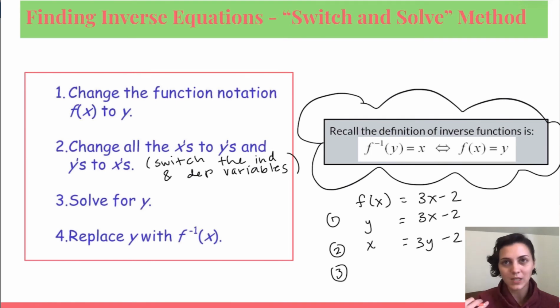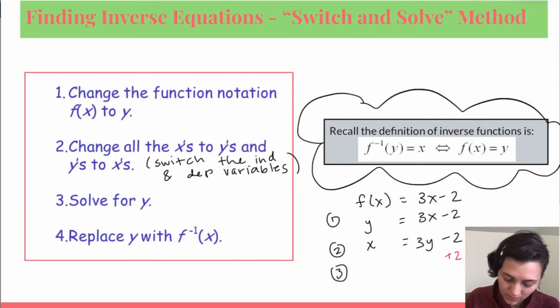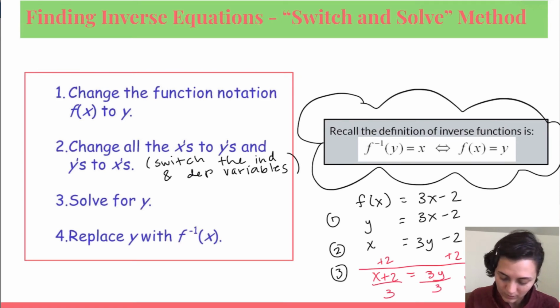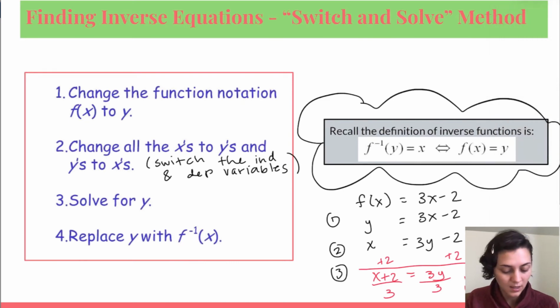And then after we've switched, we still want to solve for this in terms of our y. So this is a 2-step equation. I'm going to start solving for y. I'll do this in red, make it clear. I'm going to add 2 to both sides. So x plus 2 equals 3y. Then I will divide by 3 to get y equals x plus 2 over 3. I kind of ran out of room. Hopefully your notebook is still going.